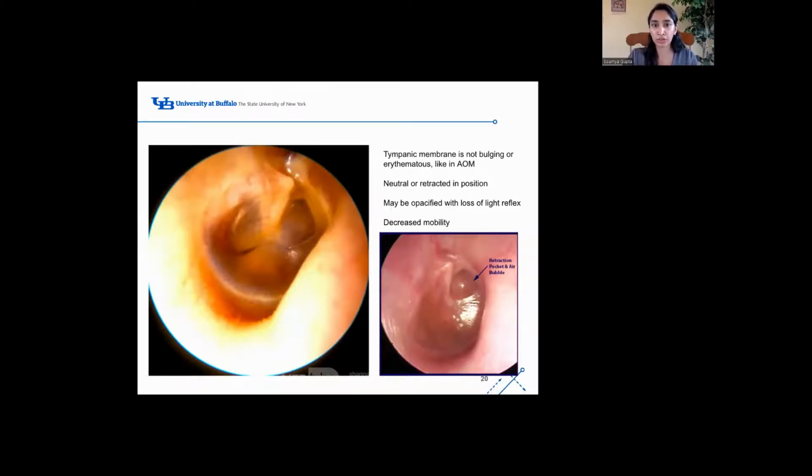And it's neutral or retracted in position. We can even see a retraction pocket and an air bubble in this case. It may be opacified with loss of light reflex, so it's definitely a little bit hidden there. And there's also decreased mobility.